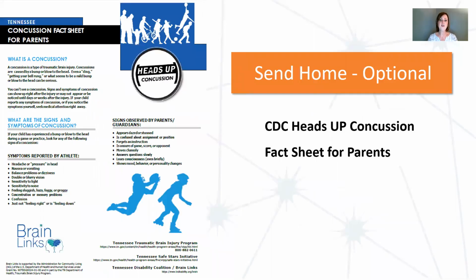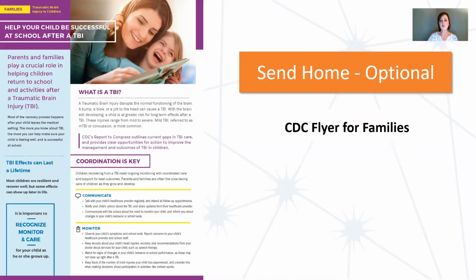The first one is also part of the CDC's Heads Up campaign. The fact sheet for parents gives a little information about what is a concussion, what symptoms to look for, how to recognize those symptoms, and what you need to know and do. That's a great one to use for sports physicals, just to always send home. The next one is the CDC's Flyer for families. I like this one because, again, it's really colorful, really easy to read, and it helps the family know kind of in 1 page what they need to know about return to school.